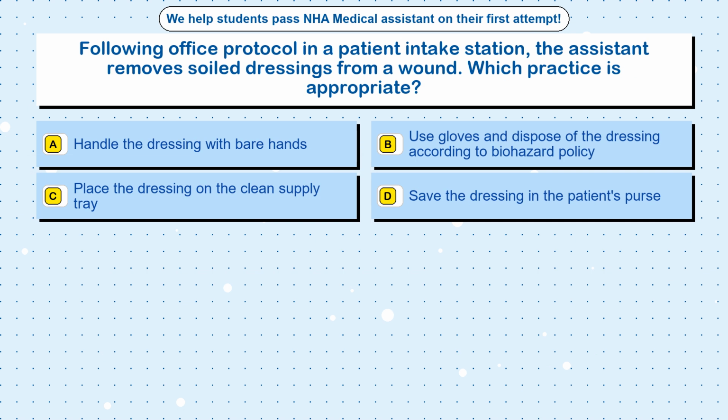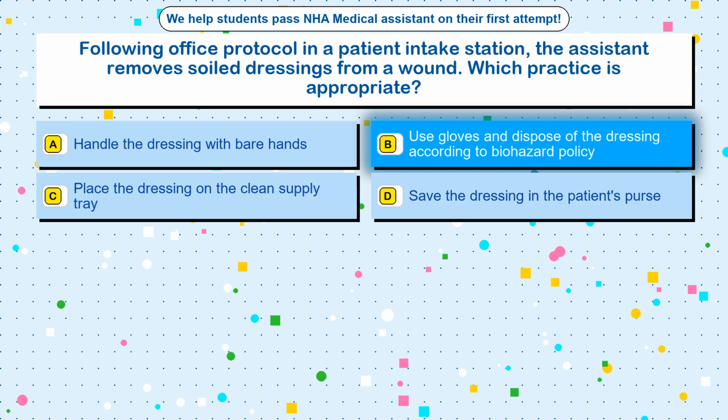Question 36. Following office protocol in a patient intake station, the assistant removes soiled dressings from a wound. Which practice is appropriate? Option A. Handle the dressing with bare hands. Option B. Use gloves and dispose of the dressing according to biohazard policy. Option C. Place the dressing on the clean supply tray. Option D. Save the dressing in the patient's purse. The correct answer is option B. Use gloves and dispose of the dressing according to biohazard policy.